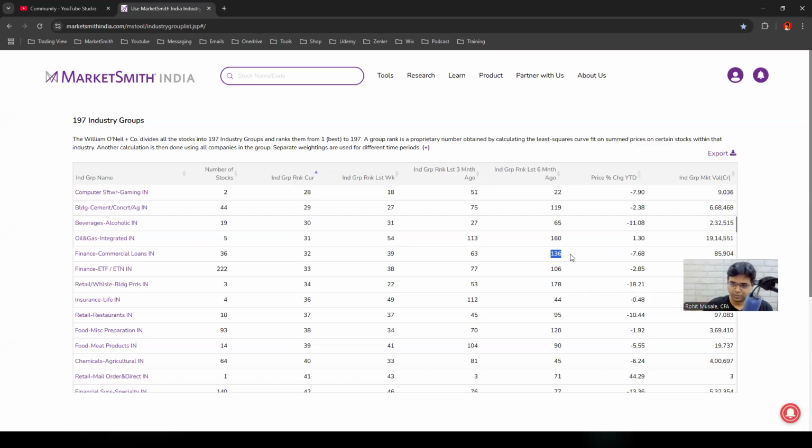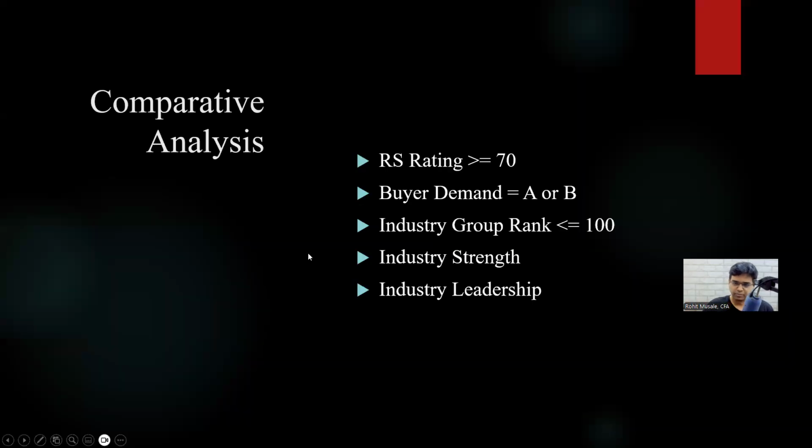So 6 months ago, it was 136. Then 3 months ago, it becomes 63. Then last week, it was 39. Now it is 32. So it's improving. So the industry strength is improving. The industry strength is measured on a 6-month basis. The relative strength is measured on a 1 year or 52-week basis. So that's how you check industry strength.